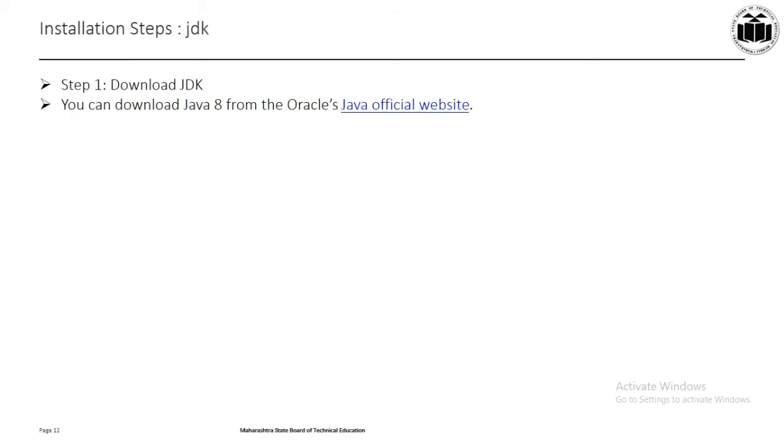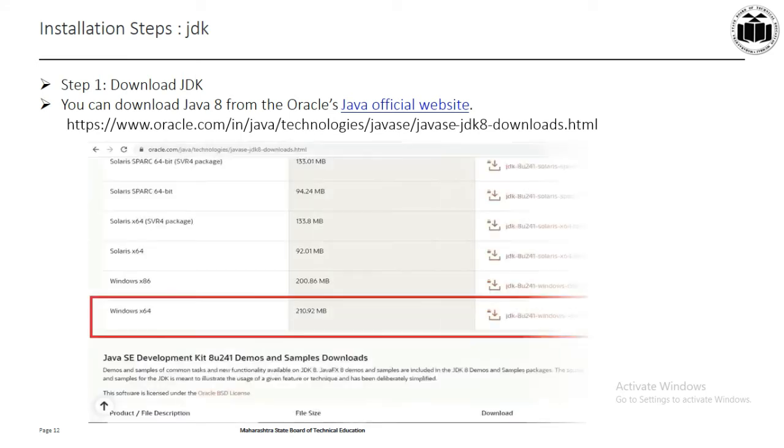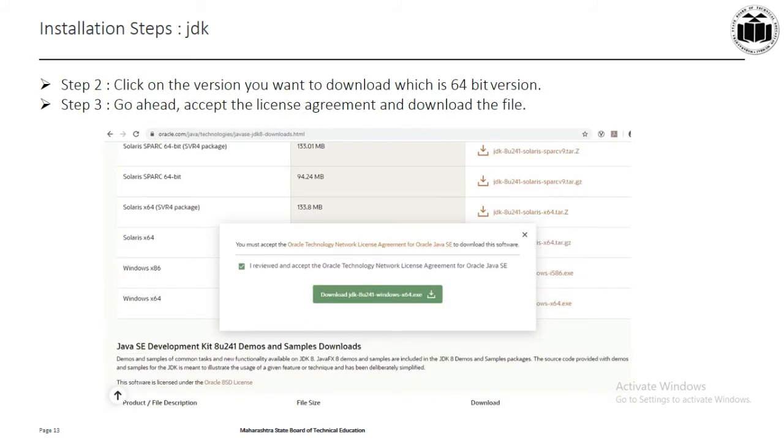Now let us see how to install JDK to run our Java programs. First, download JDK. You can download Java 8 from Oracle's Java official website. Students can download any version of JDK. Here is the link provided to download Java 8. The next step, click on the version you want to download, which is the 64-bit version. Go ahead, accept the license agreement and download the file.